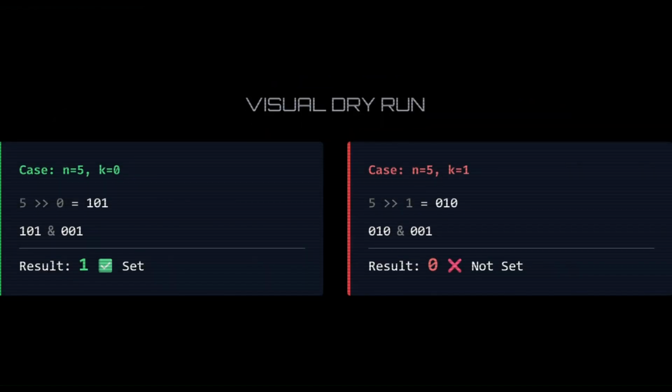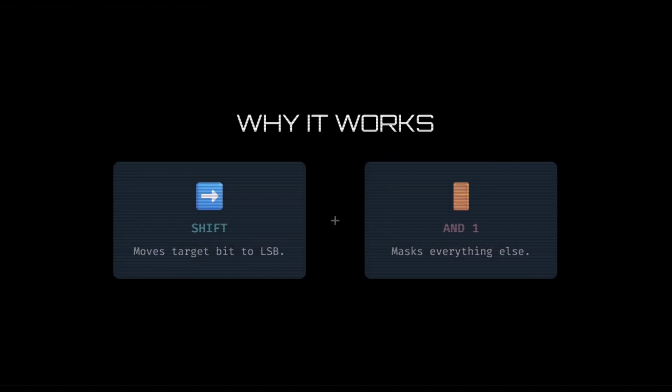Let's try run it. 5 shifted by 0 is still 101. And that with 1 gives us 1. The bit is set. Now, 5 shifted by 1 is 10. And with 1 gives 0. Not set. Why does this work? The shift moves the target bit to the 1's position. The AND operator acts like a mask, isolating exactly that 1 bit.